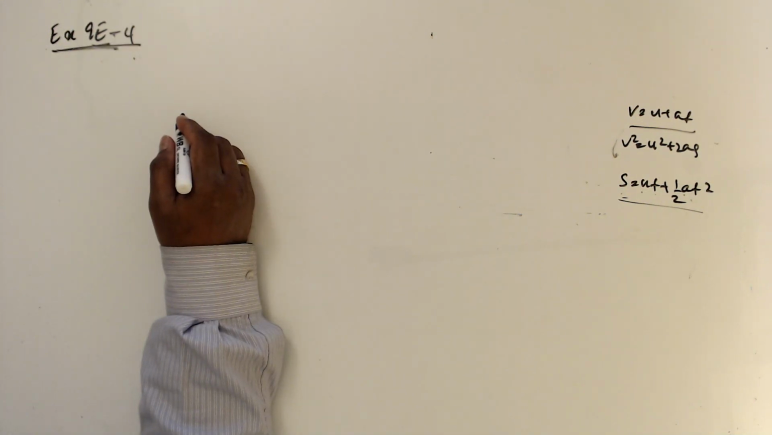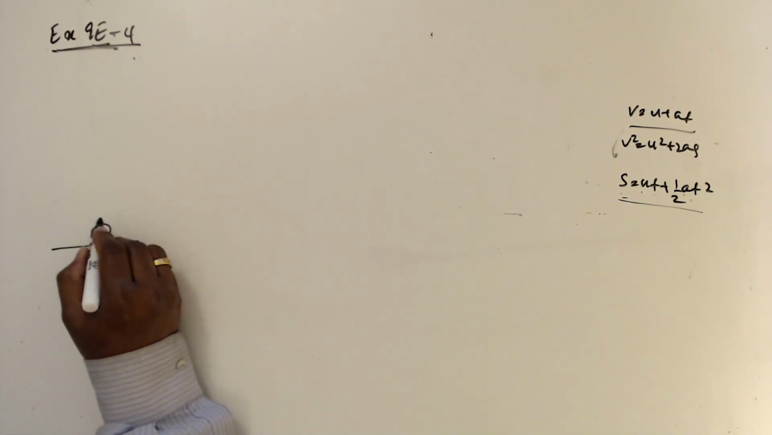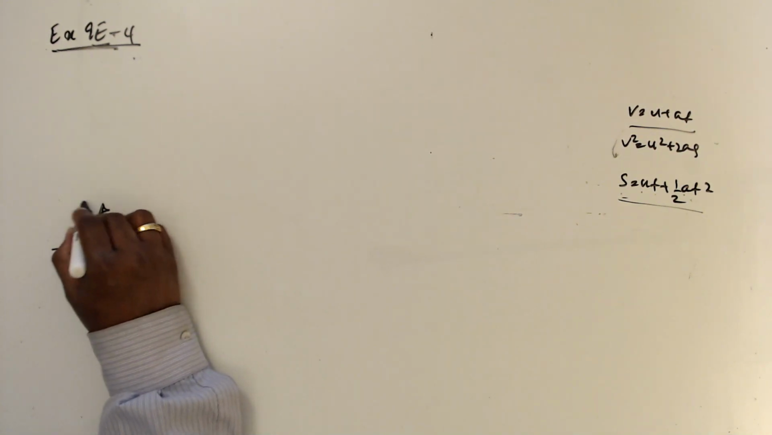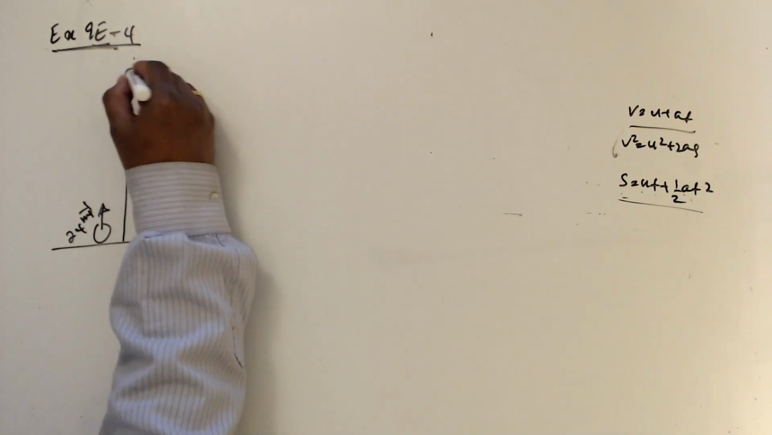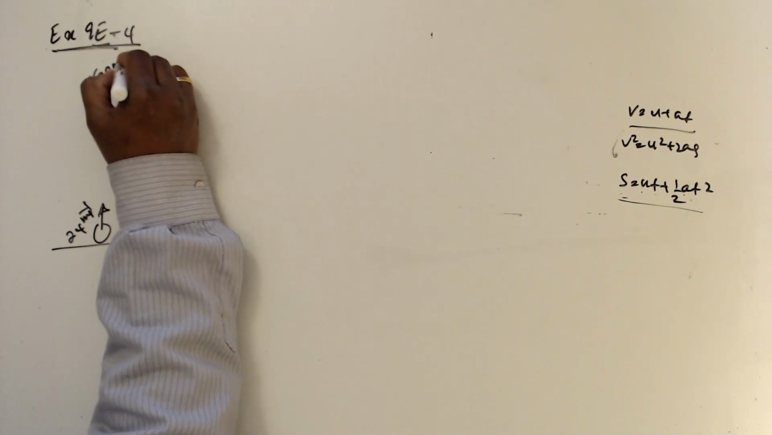Question number 4. A pebble is catapulted vertically upward with a speed of 24. So the pebble is catapulted in this direction, 24 m s^-1. And when it reaches the top, we know that v is going to be 0 m s^-1.